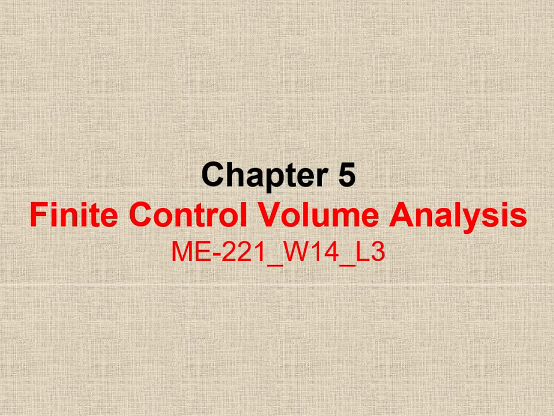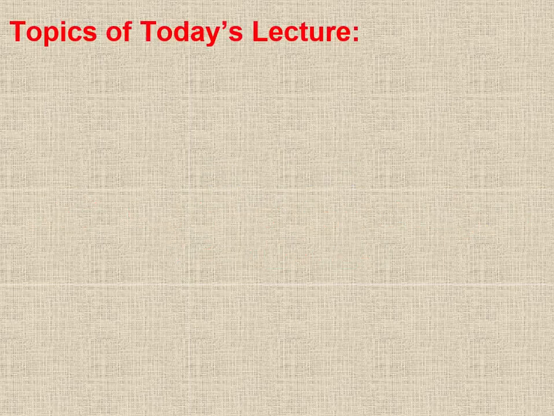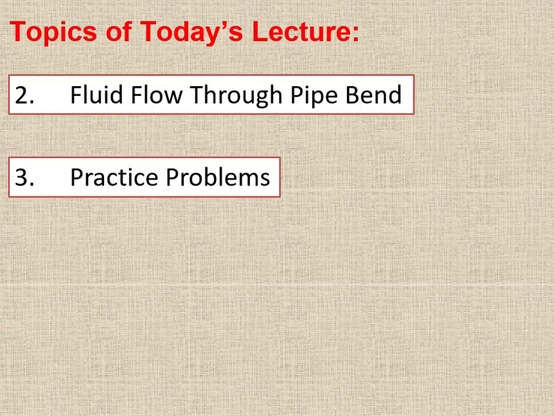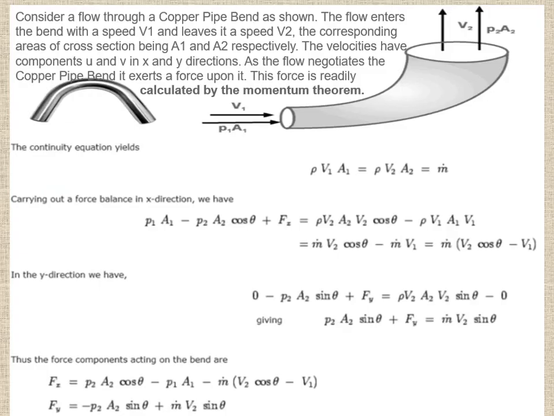This lecture is also the continuation of the conservation of linear momentum, which is a topic in chapter number 5, and we are discussing the fluid flow through the pipe bend. So the topic, obviously, is the fluid flow through the pipe bend and the practice problems, that means some numericals we are doing. Before, we have discussed the pipe flow through the bend with uniform cross-sectional area.